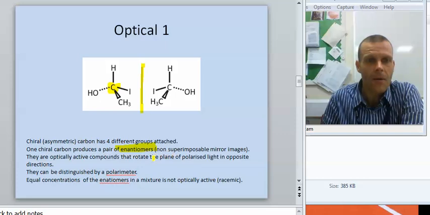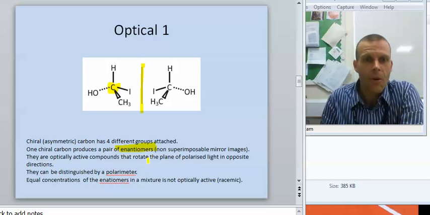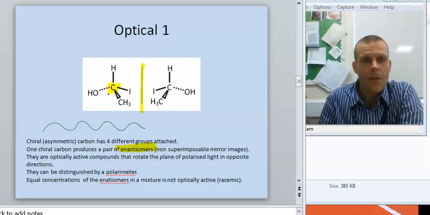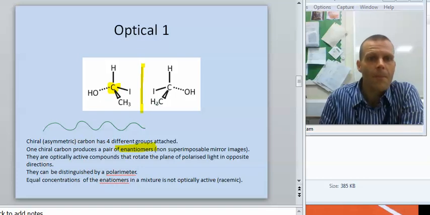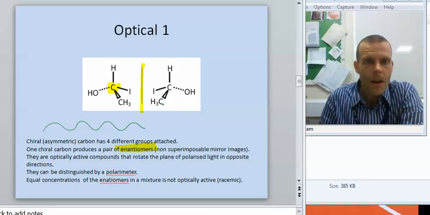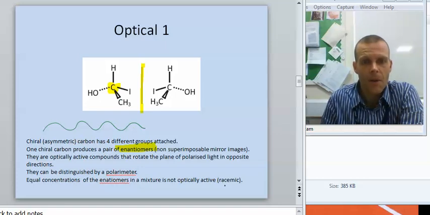Now enantiomers have an unusual property in that they can rotate the plane of polarized light. So if you shine polarized light, and we'll talk about what that is in a minute, it means it's light that's just moving in one plane. So this is like this. The light comes in, this would actually rotate it. One will rotate it one way, the other one will rotate it by the same amount the other way. And if I have equal concentrations of these two enantiomers, my substance isn't able to rotate that light because, if you like, they kind of cancel each other out. And we describe that mixture as a racemic mixture.